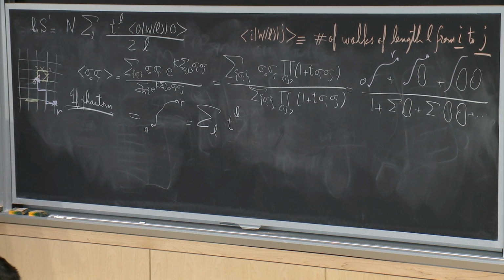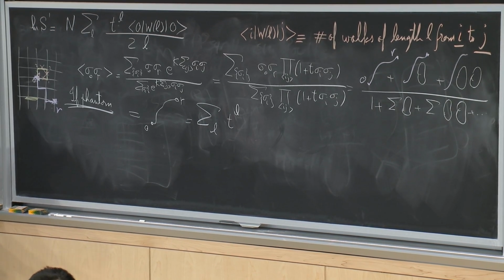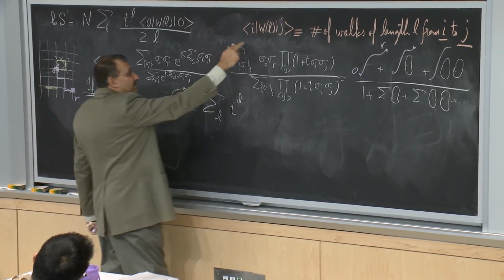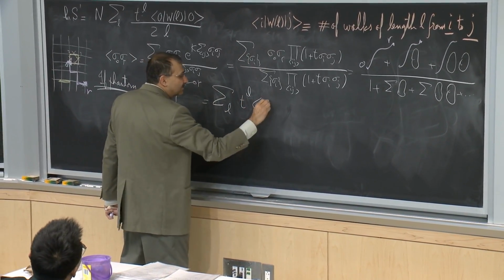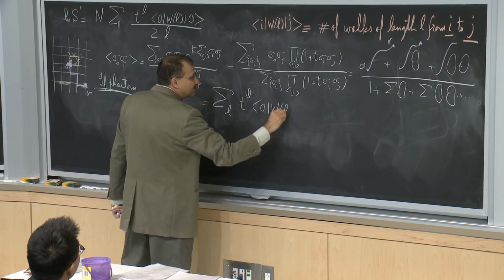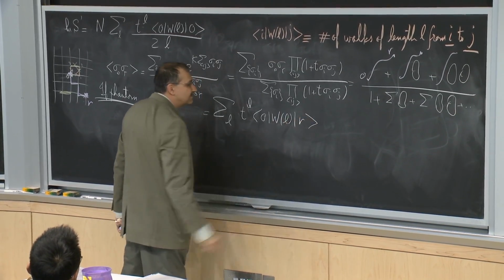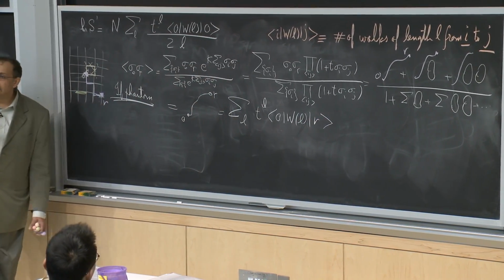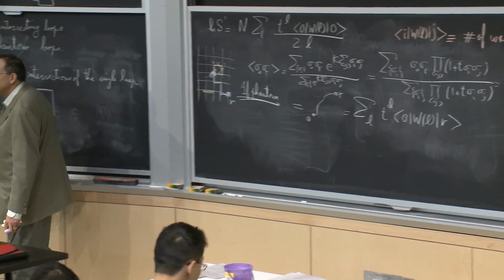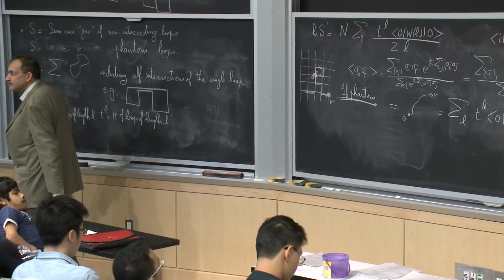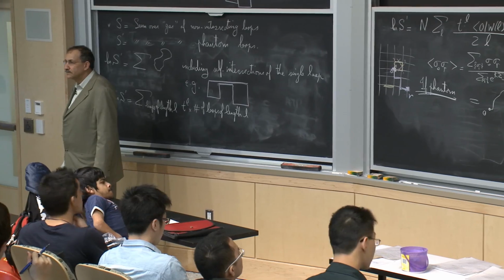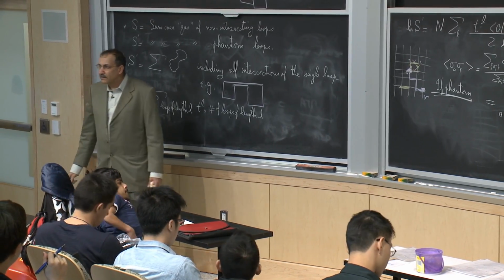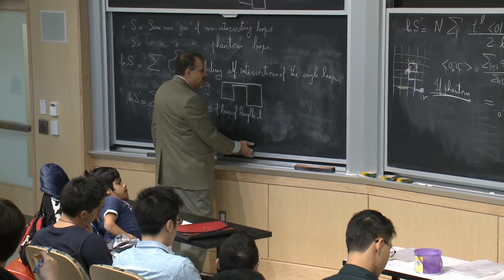But there are potentially multiple ways to go from 0 to R in L steps. How many ways? That's precisely what I call this W_0 of L, R. Yes? Why not a graph that goes from 0 to R in 3 different ways? For example, you can have a path that looks like this.